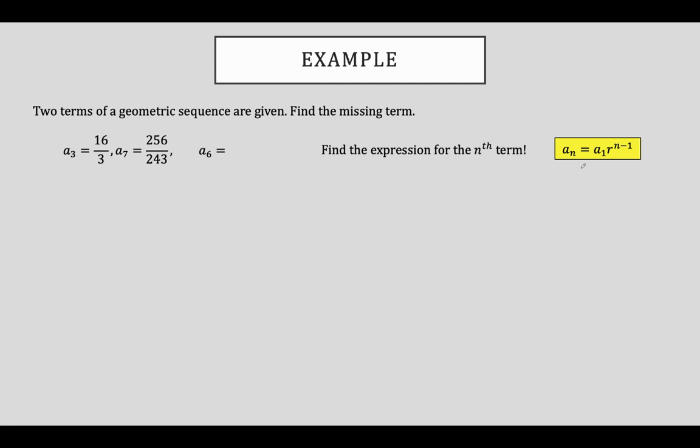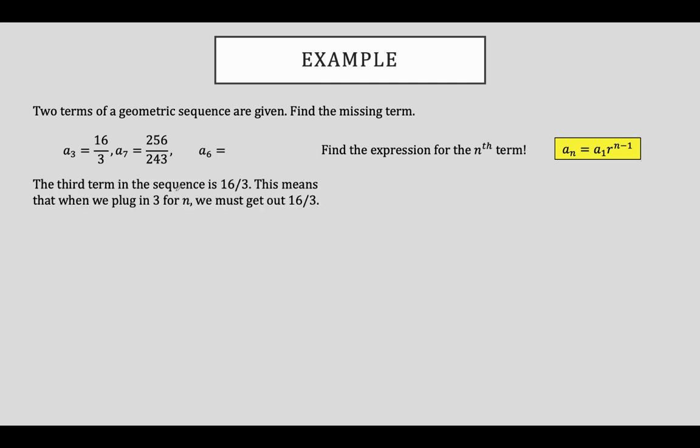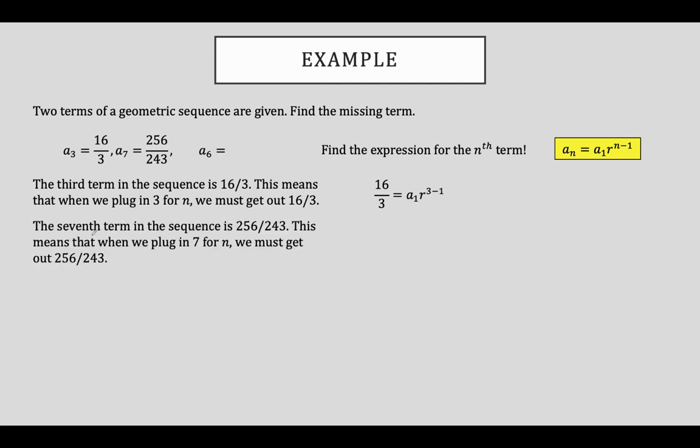Well, just as we did before, we're going to have to set up a system of equations. The third term in the sequence is 16/3. This means that when we plug in 3 for n, we must get out 16 over 3. In other words, 16 over 3 has to equal a1 times r raised to the 3 minus 1. The seventh term in the sequence is 256 divided by 243. This means that when we plug in 7 for n, we must get out 256 over 243.